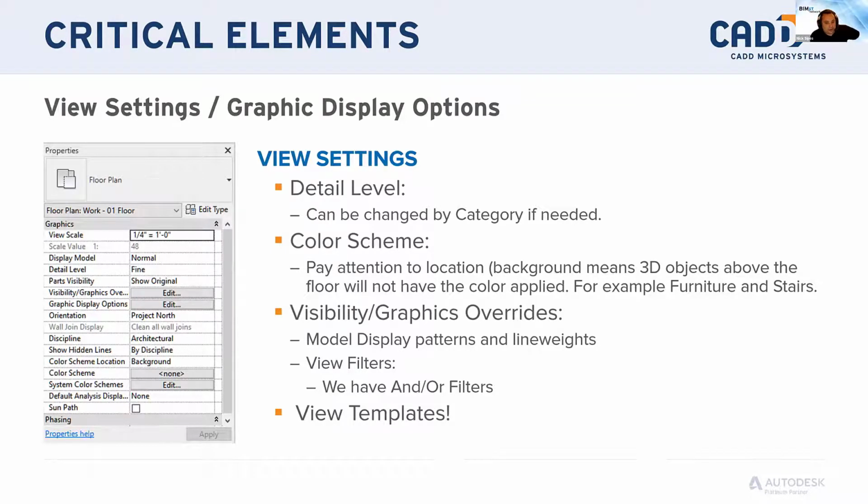Visibility and graphics overrides, model display patterns, line weights, view filters, which I'm going to make another plug for 2022 now. You can finally use a filter with phasing, which is huge because now you can actually target specific categories based on a specific phase and get them to look different. And then use view templates. That's all I need to say about that. Use them. They make your life easier.